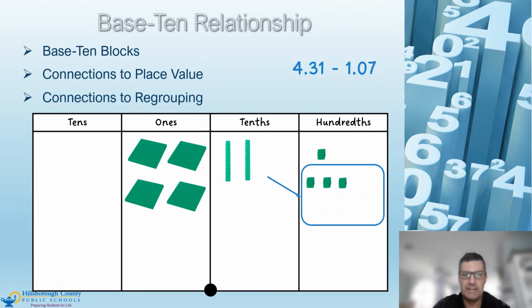I can take away 0 tenths. I don't have to do anything. And now I can take away one of my ones. And I see what I'm left with: 3 ones, 2 tenths, and 4 hundredths, or 3 and 24 hundredths. It's very important kids have a lot of experience with this.